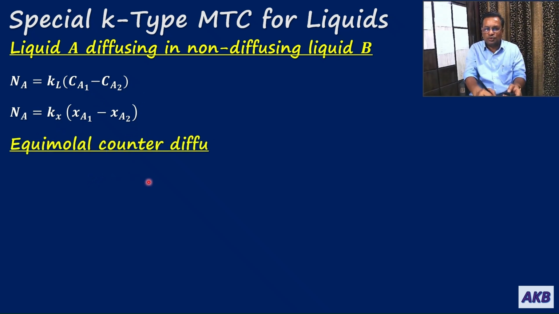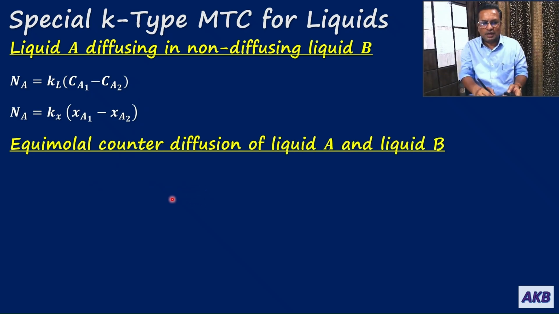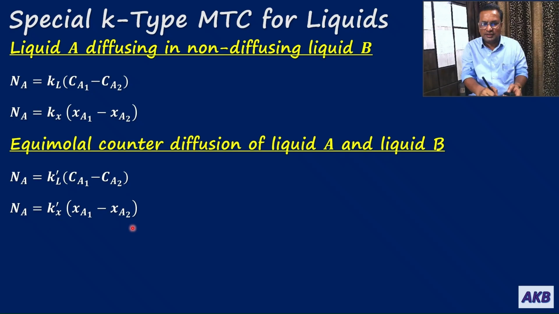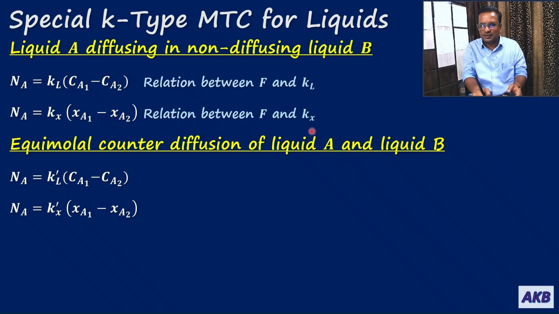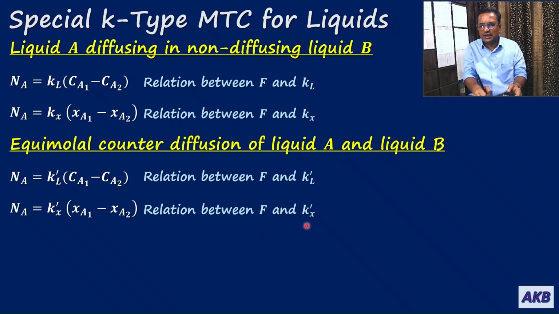Then for equimolar counter diffusion of liquids A and B, you have Na is equal to K dash L into Ca1 minus Ca2, and then Na is equal to K dash X into Xa1 minus Xa2. So in this discussion, we are going to get relation between F and KL. We are going to get relation between F and Kx, F and K dash L, and F and K dash X. So in total, we are going to get 10 relations between F and different K-type mass transfer coefficients. Let us move ahead.